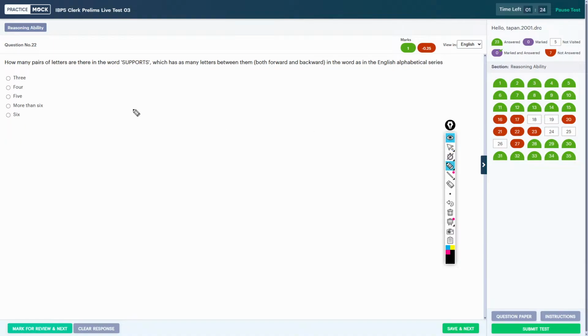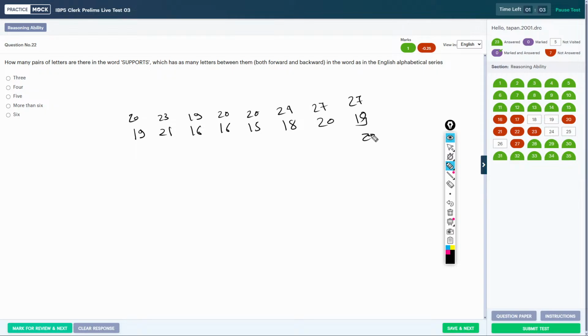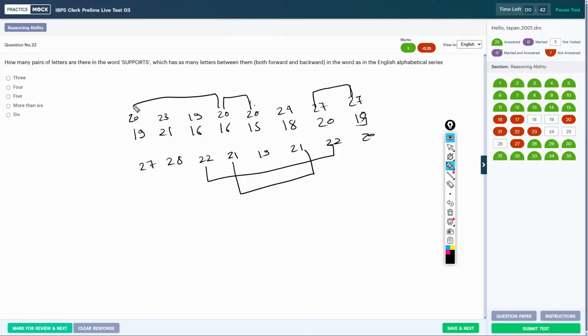Okay, next one. How many pairs in SUPPORTS, S U P P O R T S? 1, 2, 3, 4, 5, 6, 7, 8. 1, 2, 3, 4, 5, 6, 7, and 8. No 27, no 28, 22 yes, 21 yes, 19 no, 27 yes, 24 no, 20 yes, 20 yes, 20 yes. So 3, 4, 6. Is there 19, 23, 24? No, nothing.